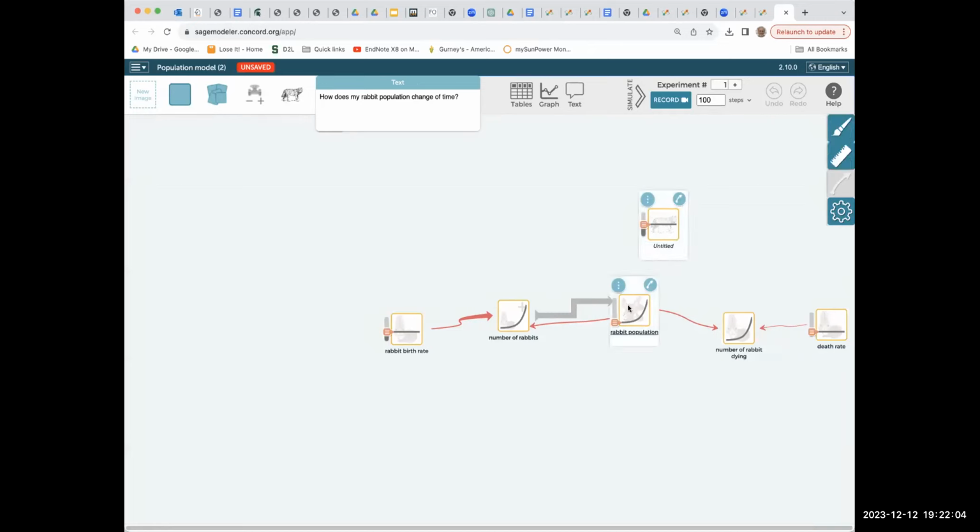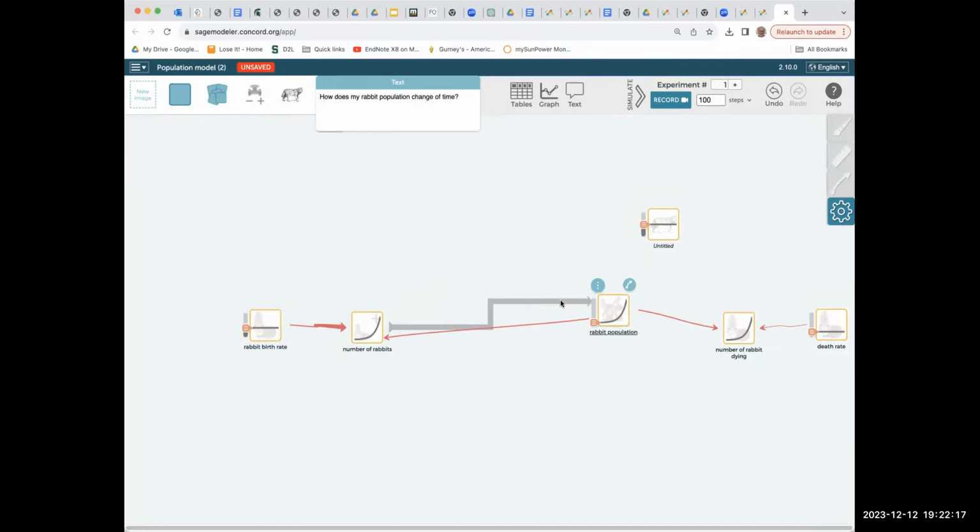Now, one of the things I'm going to do is we're just going to test this to see if it works the way we want it to work. But I'm going to drag everything to the middle so you can see it better.